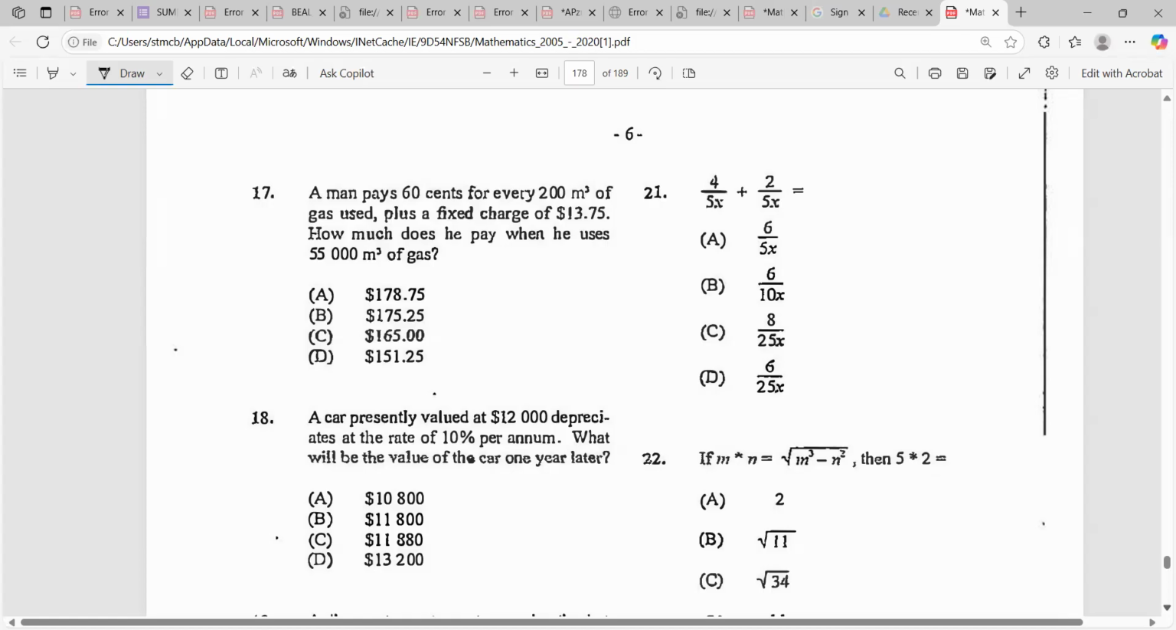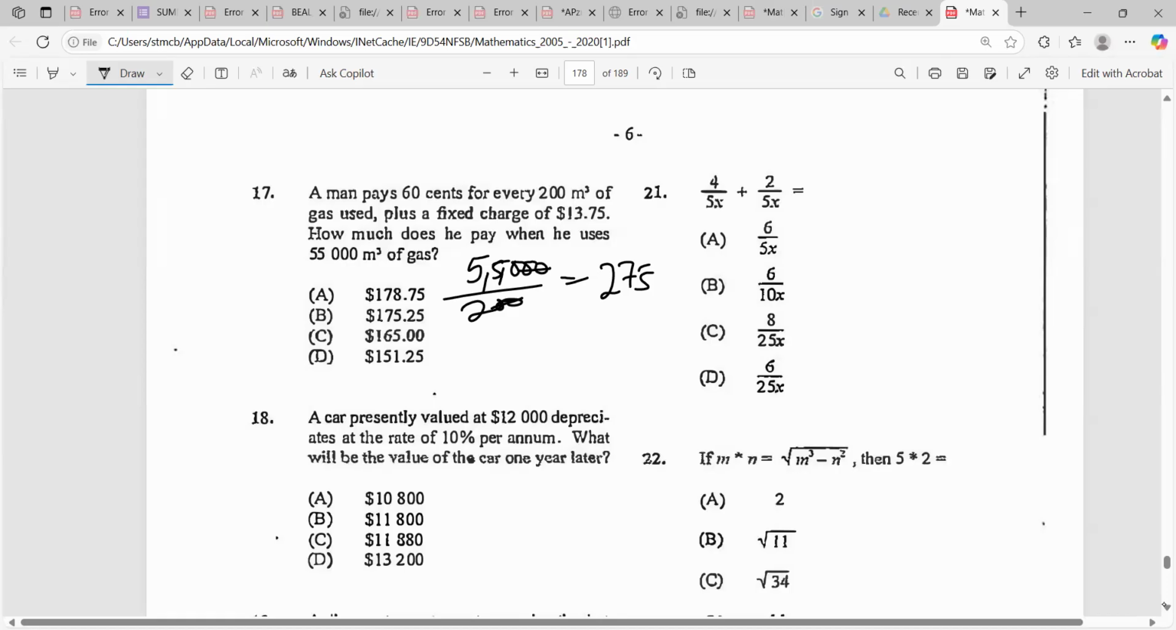All right, a man pays 60 cents for every 200 mg of gas used, plus a fixed charge of $13.75. How much does he pay when he uses 55,000 mg of gas? So all we need to know is how many 200s are in this, right? So this would be 2 into that, 2 times, 2 into that, the remainder 1, 2 into 15, 7, remainder 1, so that's 5. So that would be 275.